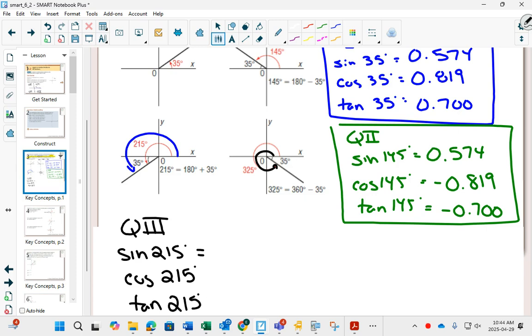For sine, it'll be negative. Wait, no, it'll be positive 574. Close! Very close. Second guess. Negative. Perfect! You did that without your calculator. That's amazing. Okay? Alright. You got a guess for cos. Negative 0.819. Correct.